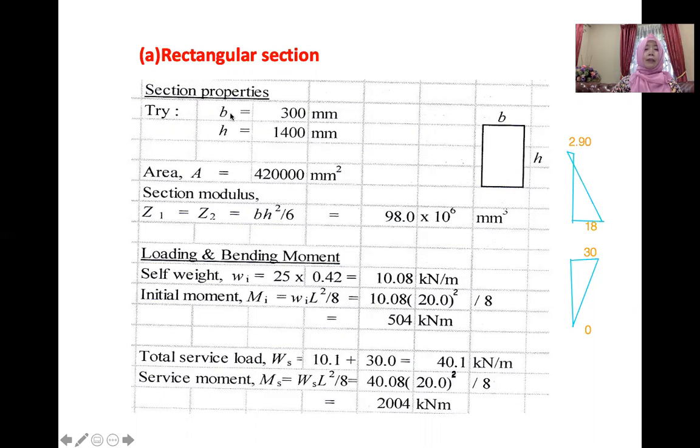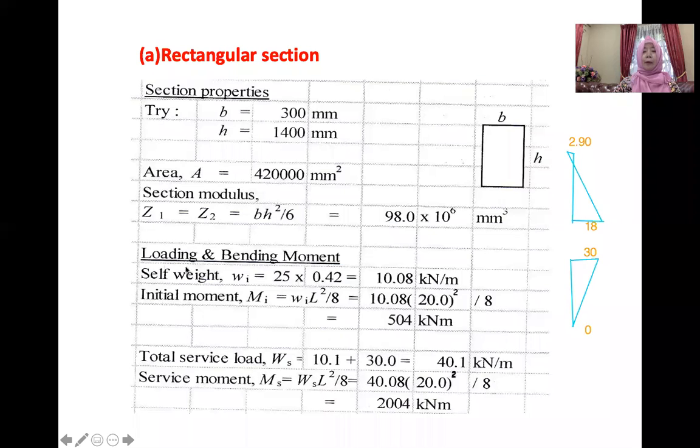Okay, let's say we try B is 300 and H is 1400. So we got the area and we got the section modulus. This is easy because our section is rectangular section. So we got the formula Z is equal to BH squared over 6.